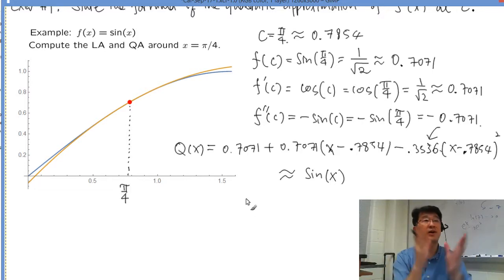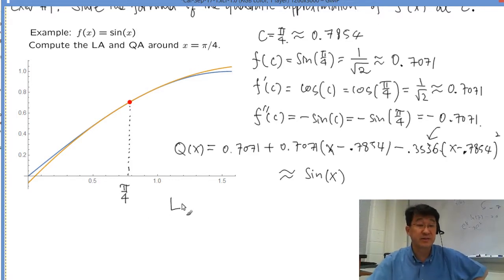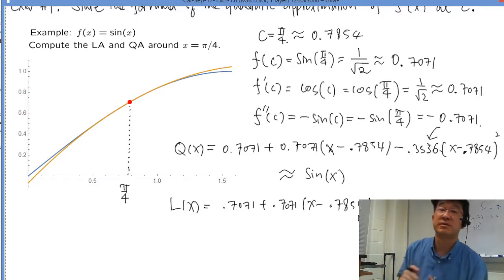If I ask for a quadratic approximation, this is what you do. What about linear approximation? L of x is a piece of cake. Everything is ready. What is a linear approximation? You just copy the first two things here, right? That's it. So it's 0.7071 plus 0.7071 times x minus 0.7854. That's the linear approximation. Question?